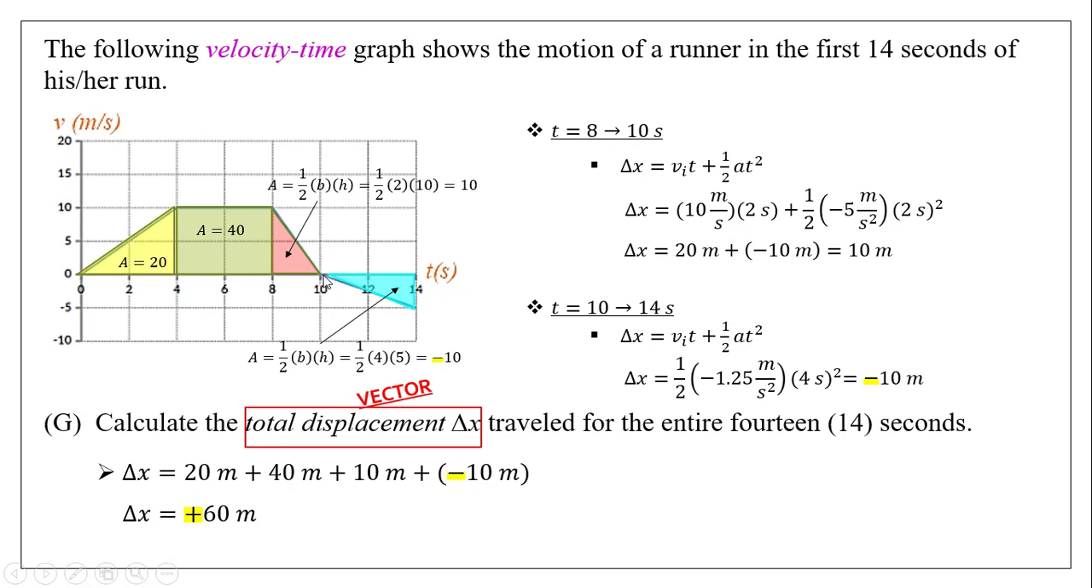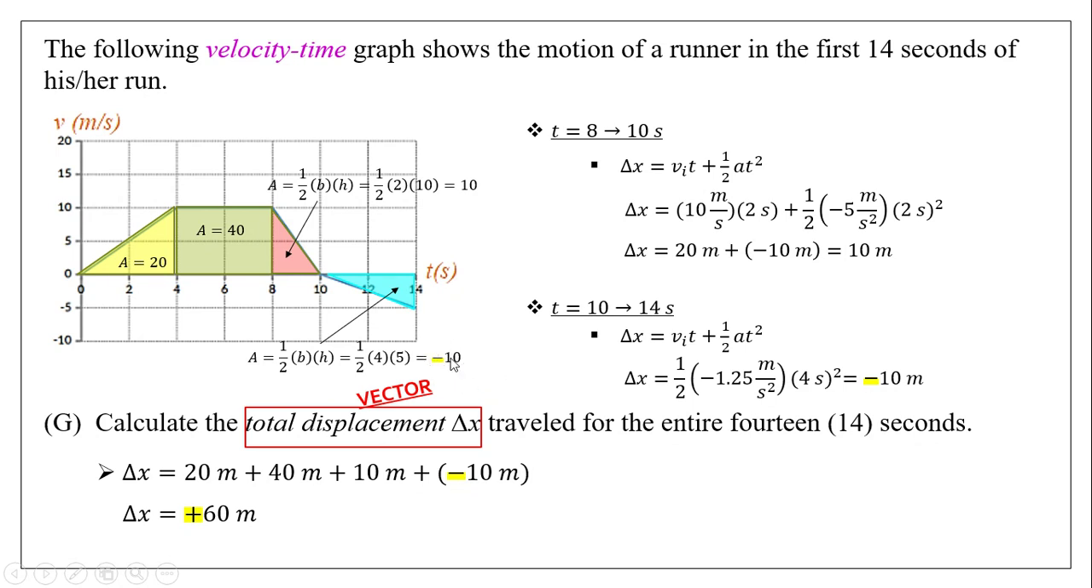If you find the slope of this particular segment from 10 to 14 seconds, it'll be negative 1.25 because it's 5 down and 4 over. So negative 5 divided by 4 is negative 1.25. And the time here is 4 seconds. I'm going to square that. And if I punch this in my calculator, I will get a value of negative 10 meters. It's negative because, once again, the area is beneath the horizontal axis, which is consistent with what we found here.